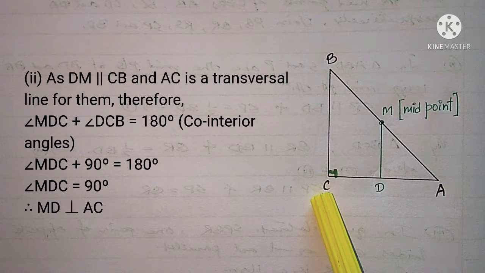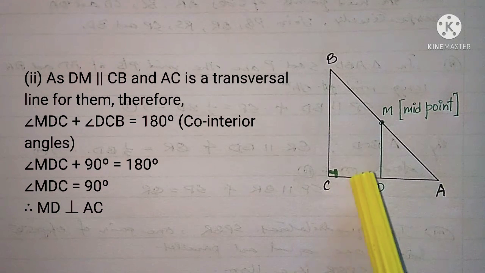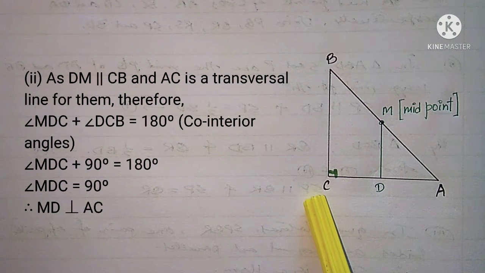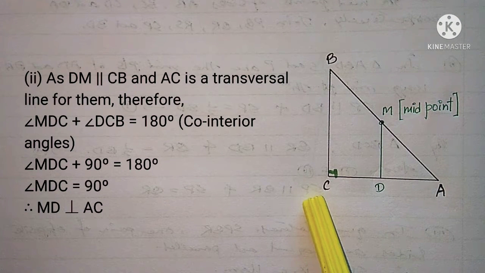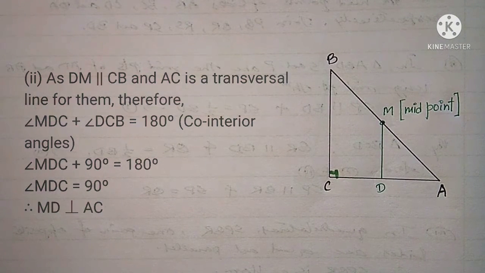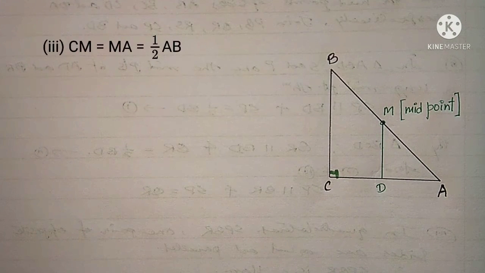Is it clear? Understood or not? So easily we can say here MD is perpendicular on AC. So this one is our second proof. Now in the third one, we need to prove CM equals MA equals half of AB.